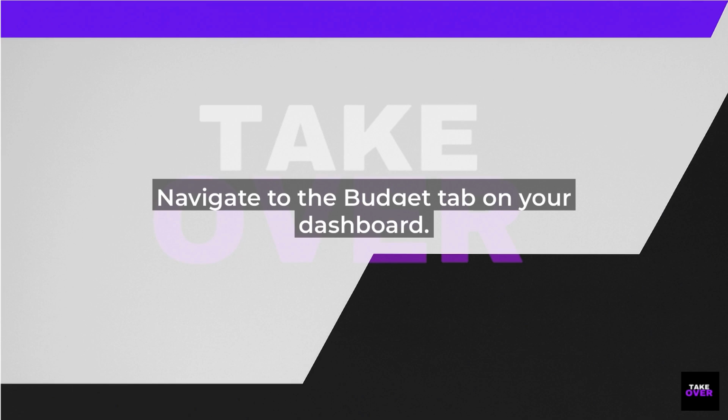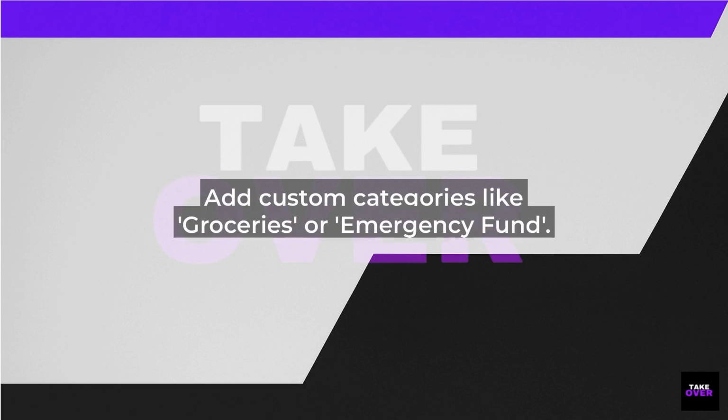Now, let's get to the fun part, setting up categories. Start by clicking on the Budget tab. Here, you'll see a list of default categories like groceries, rent, and entertainment. But YNAB is all about customization, so let's make it your own. Hit the Add Category button. It's usually a plus sign or something similar. Type in a name for your new category, like Dining Out or Emergency Fund, and hit Save.